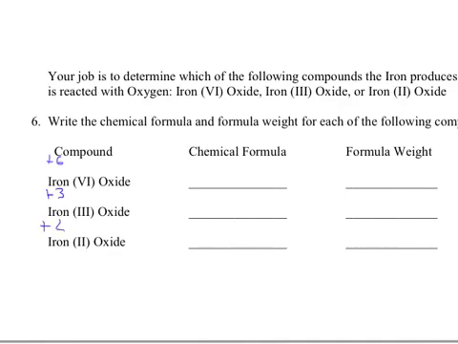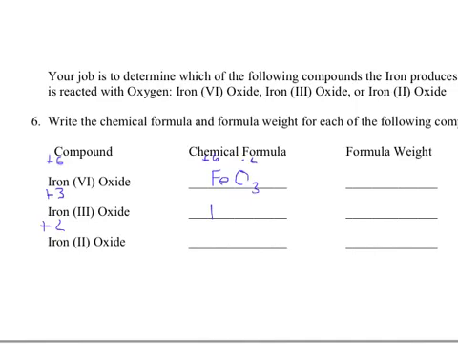Now that means that if I make the chemical formula Fe and O, O always has a -2 charge. Fe in this case has a +6 charge. So we're going to swap numbers. I get a 2 to 6 ratio, but that reduces to a 1 to 3 ratio. So it should be FeO3.